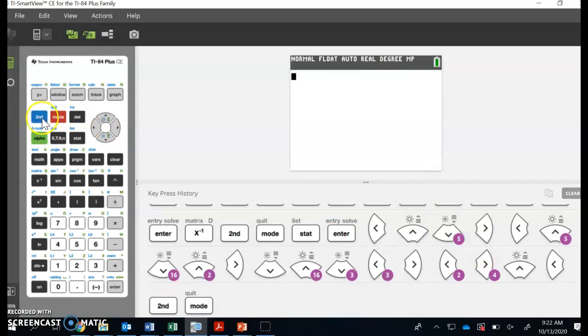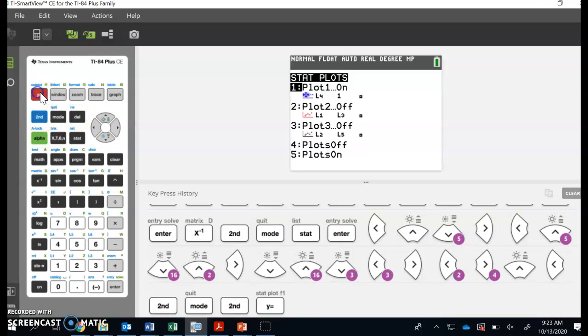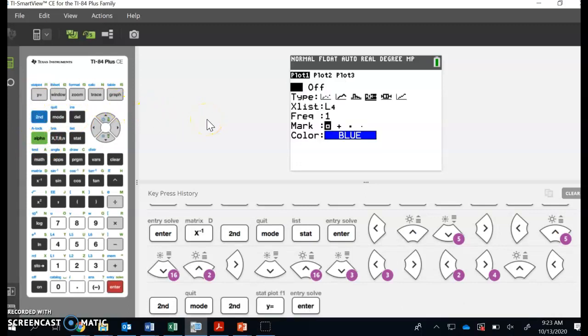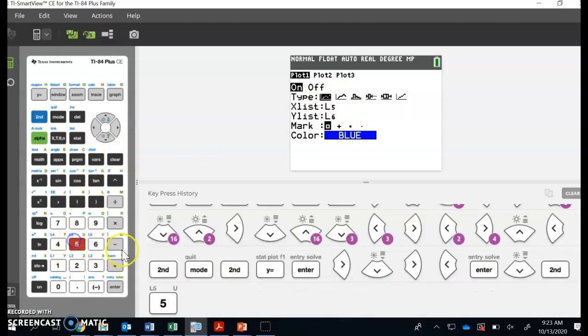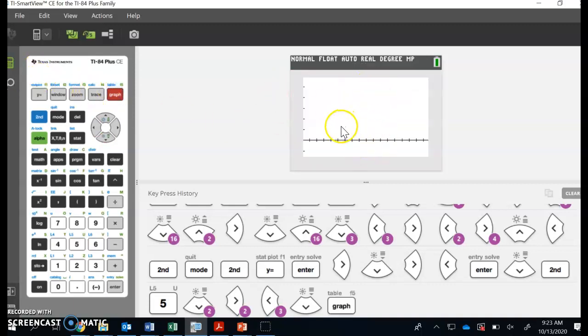Now, I close out, and then I go do second stat plot. I go into one of the plots, I make sure it's turned on, and I'm going to tell it scatter plot. That's the first option of graphs. I'm going to select that. And then you go to X list. I said that I had mine in L5 as my X value. My Y list is L6. The marks, you can change that to whatever you want. And the color doesn't matter either. And then we're going to graph that.